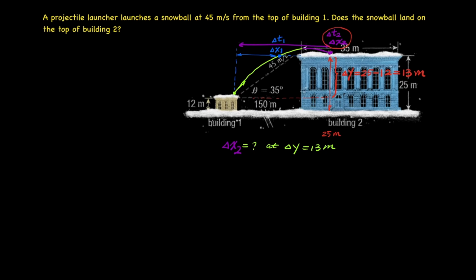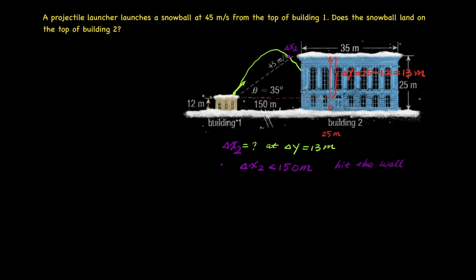Once we calculate this horizontal distance, delta x2, for the descending phase, we can compare it to the position of the second building. If delta x2 is less than 150 meters, let's sketch out the trajectory of the snowball. I'm going to clear away some of these extra lines because the diagram is getting a bit cluttered. Okay, so if delta x2 is less than 150 meters, the snowball dropped to the roof's height before it even reached the building, so it will likely smack into the side wall. If delta x2 is greater than 185 meters, which is the near edge of the second building, plus its 35 meters width, it will fly right over the roof and land somewhere far beyond.